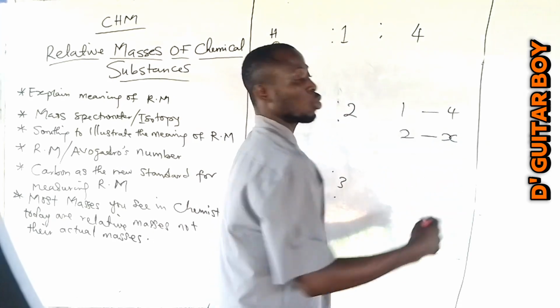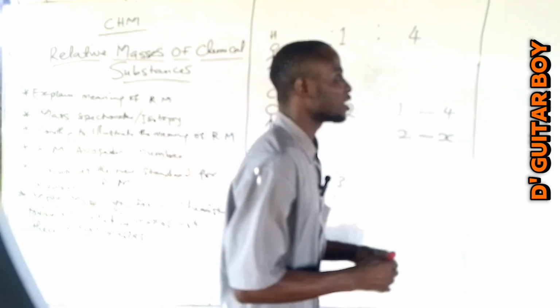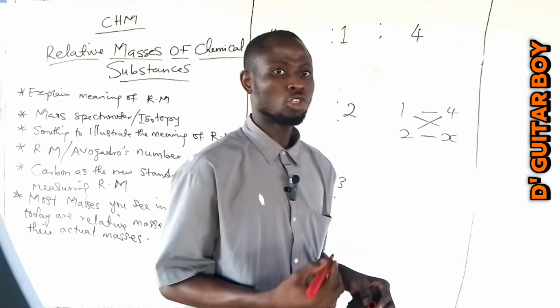What will I now give to this man that is having 2? Let me call it S. S is what you don't know. I don't know. I will give this man that is having 2 S. So what will S be? You will now solve for S. How do you solve for S?